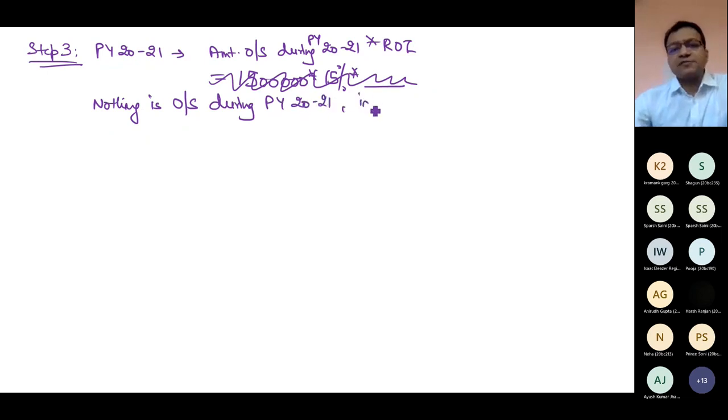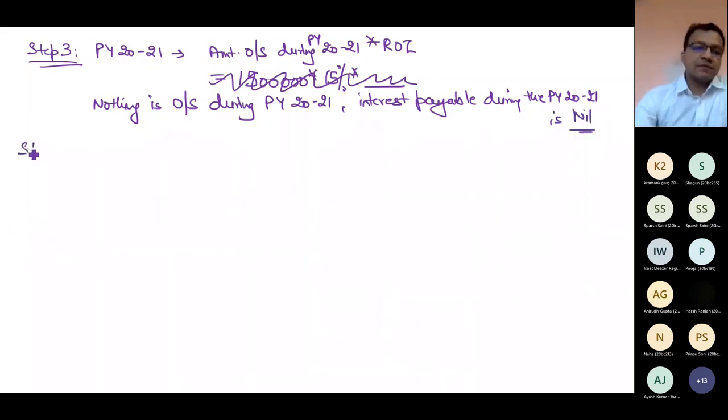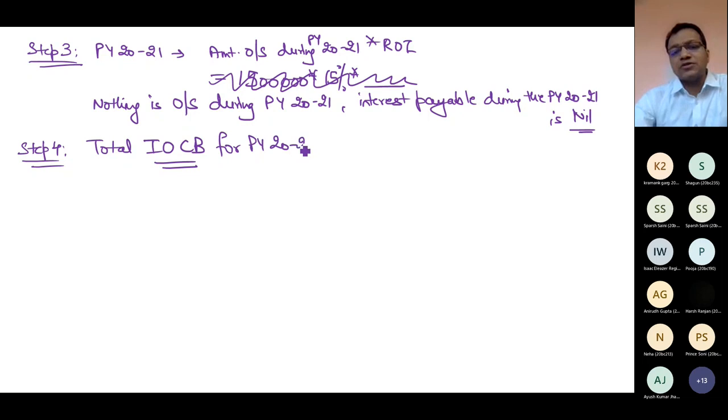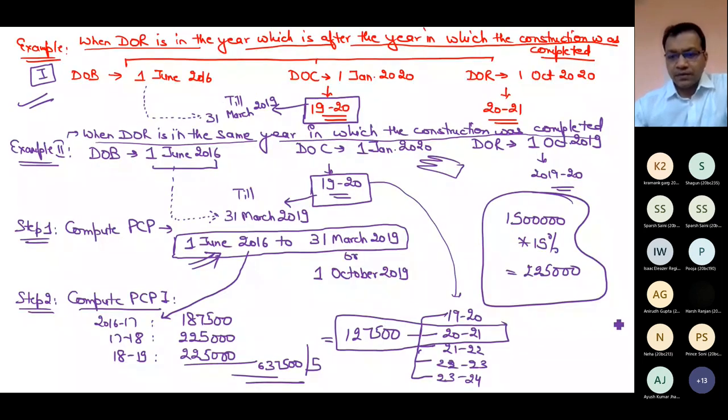So technically interest payable is nil. Interest payable in real life to the bank is nil. In previous year 2021 nothing is outstanding, so where would interest come from? Nil. And what is my step for the final answer? So what is the total interest on capital borrowed? Total IOBC for my year. What is my year? For previous year 2021, how much is it? Step 2's interest for this 2021. Interest of step 2 for 2021 was 127,500.